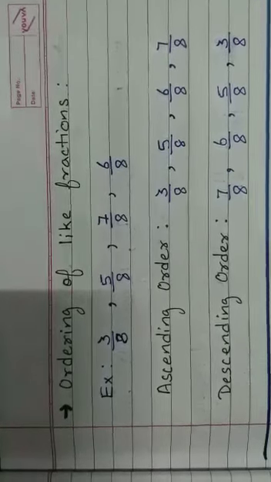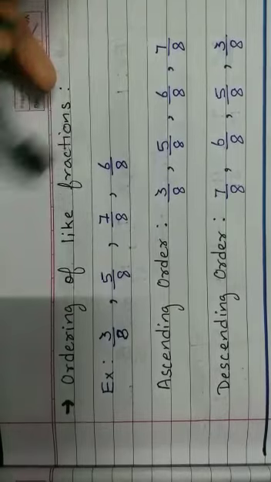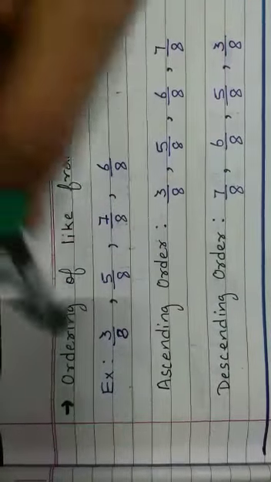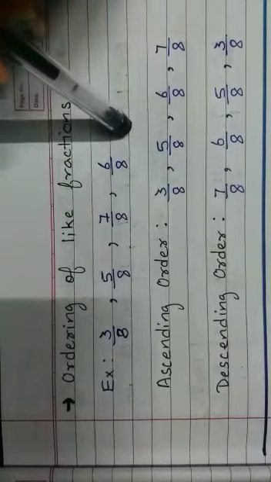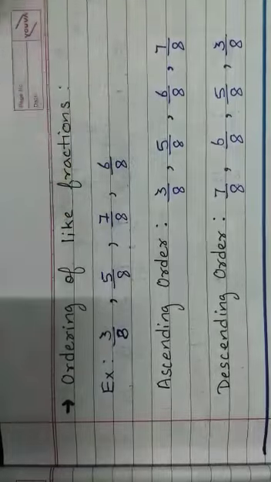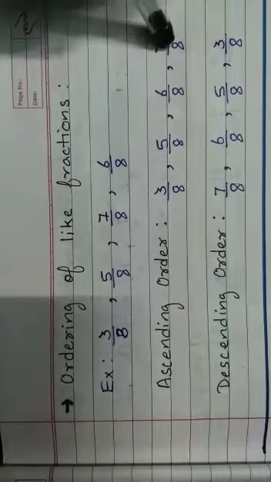Now let's see ordering of like fractions. It means if we have to arrange in ascending or descending order and the fractions are like, then it's very simple. As I told you, in case of like fractions, the fraction having the smaller numerator will be the smaller and the bigger one is greater.